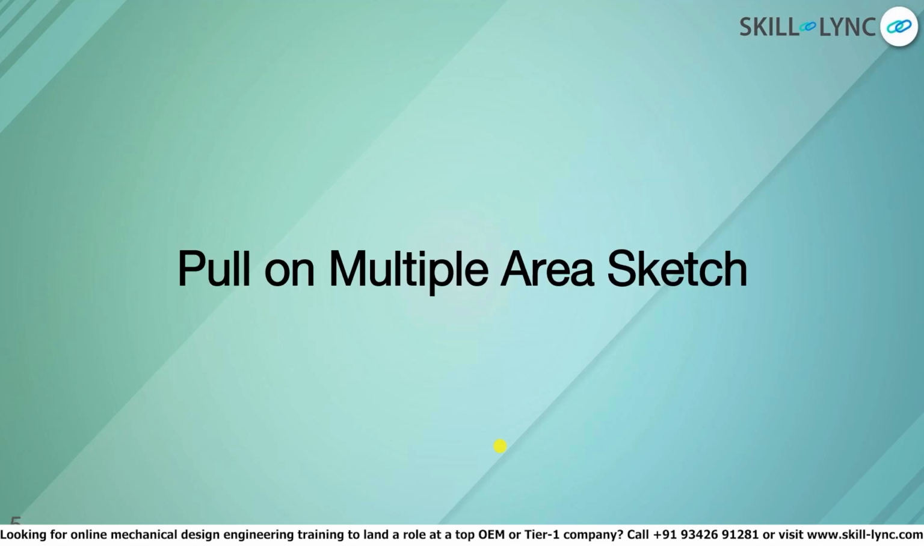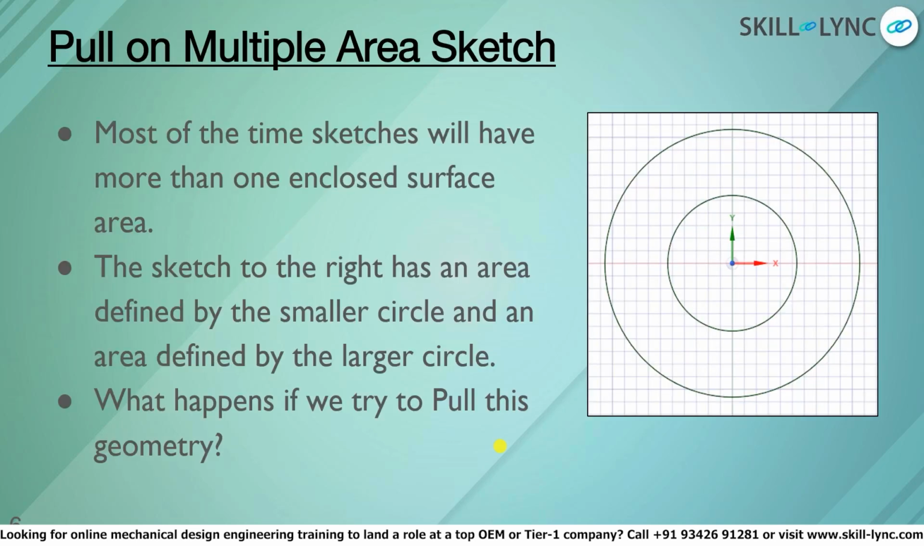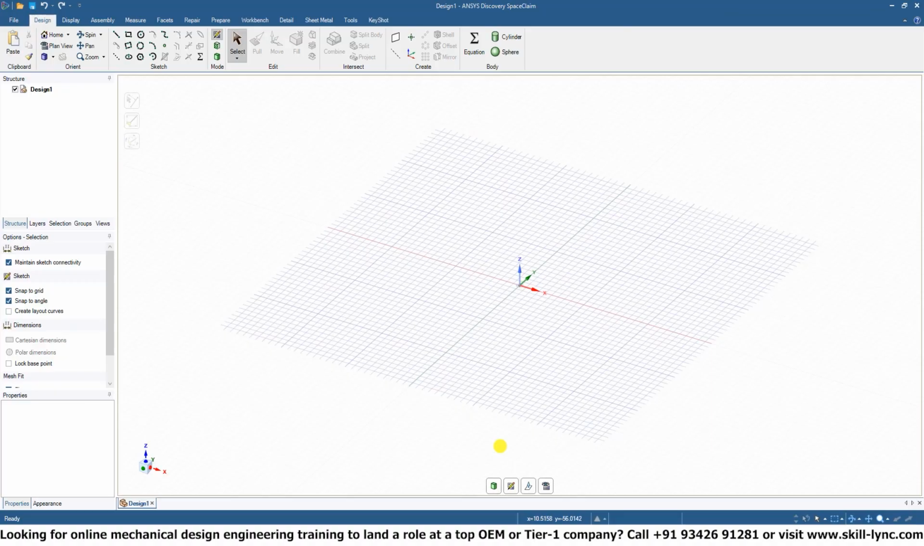Right now, we are going to cover pull on multiple area sketches. So, what is a pull on a multiple area sketch? In the previous week, when we used the pull tool, in our sketch, we only had one enclosed or encapsulated area. The sketch over here, given on the right, has more than one enclosed surface area. So what would happen if we try to use the pull tool on this geometry? Let's have a bit of a play around.